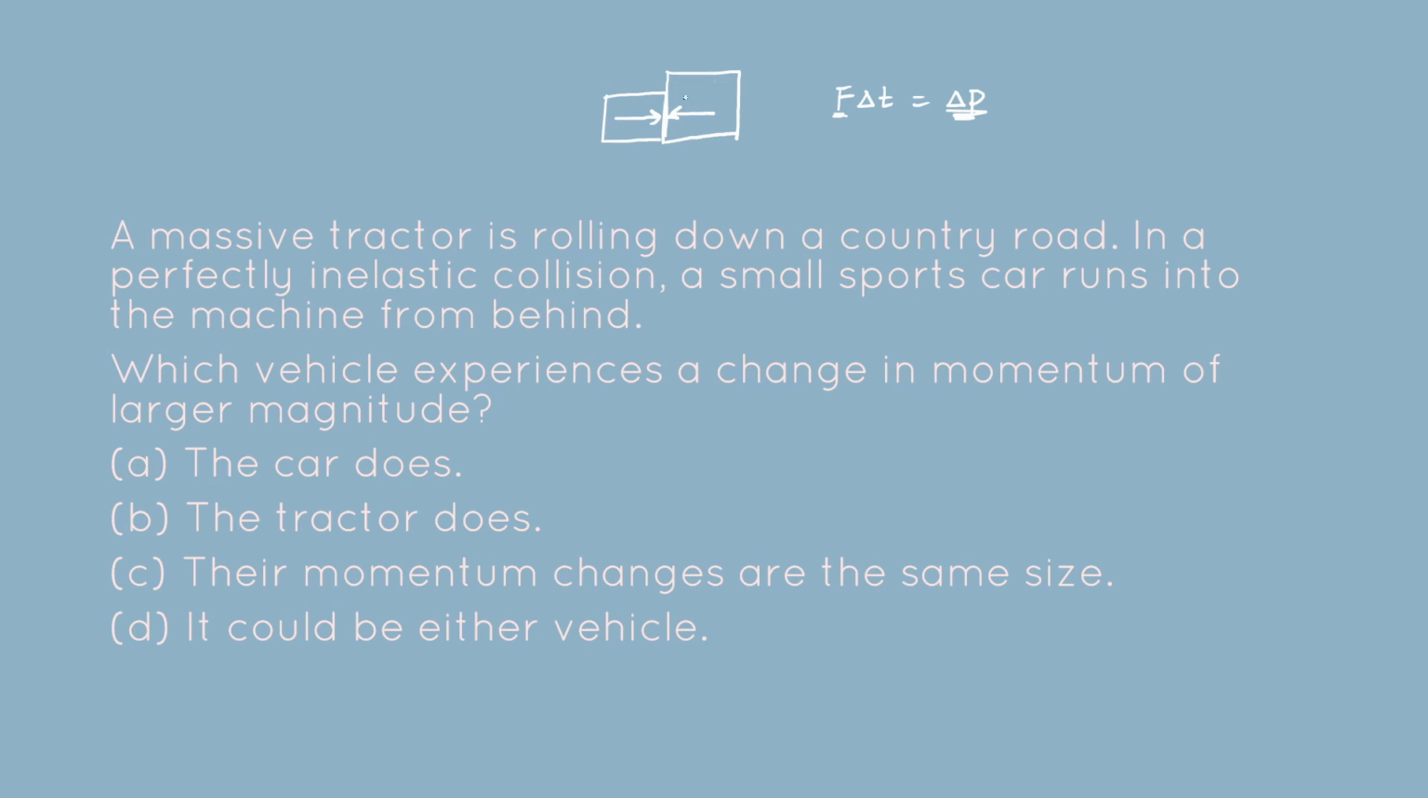We also note that since it is the same collision, the time of impact should be the same, the time over which the force acts should be the same. So we can see that F and delta t are the same for both objects. So the change in momentum for both objects should be of the same magnitude.